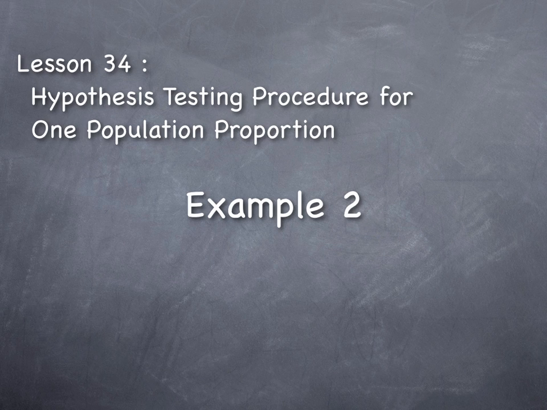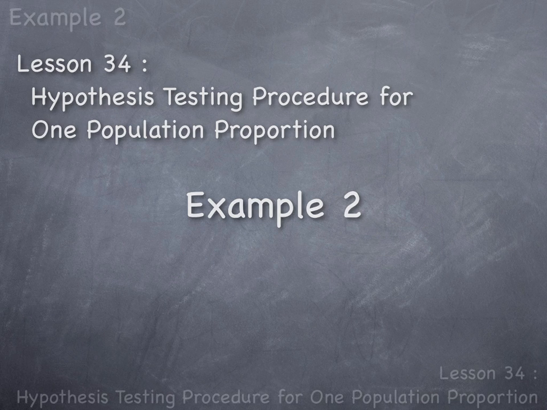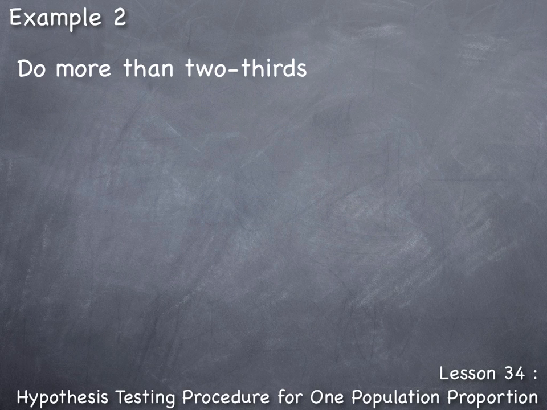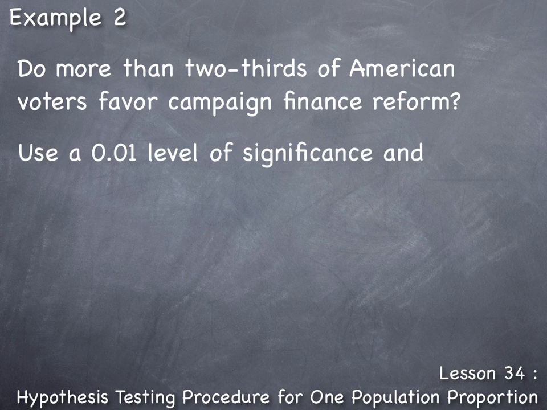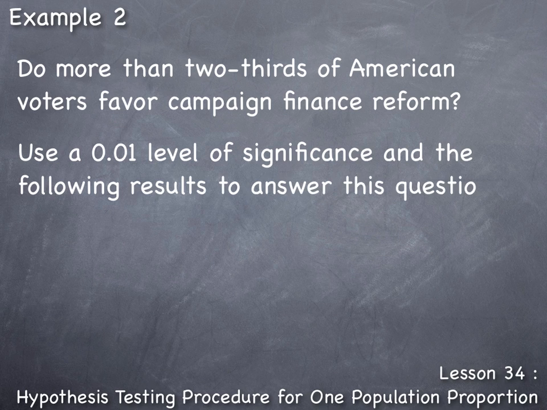Lesson 34, Hypothesis Testing Procedure for One Population Proportion. Example 2. Do more than 2/3 of American voters favor campaign finance reform? Use a 0.01 level of significance and the following results to answer this question.